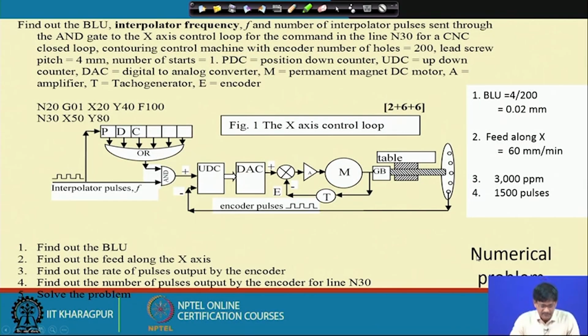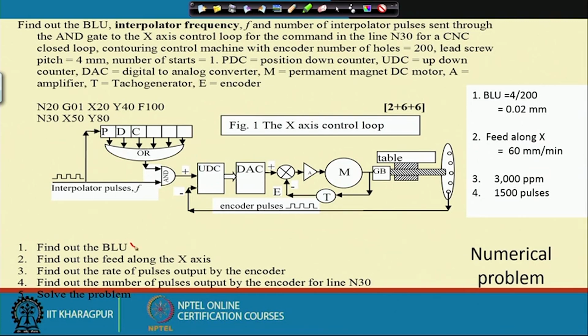Find out the basic length unit, interpolator frequency f, and the number of interpolator pulses sent through the AND gate to the x-axis control loop for the command line 30. Okay. For a CNC closed loop contouring control, or continuous control, with encoder number of holes 200, lead screw pitch 4 millimeters, number of starts equal to 1, and PDC stands for position down counter. Next, UDC, up down counter here. Just as we have discussed this thing, let's go into the problem directly.